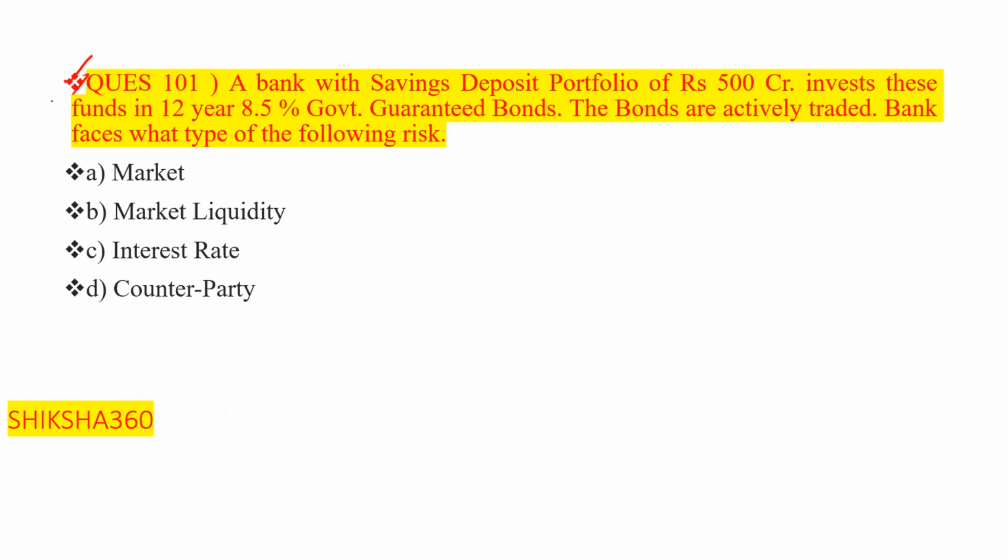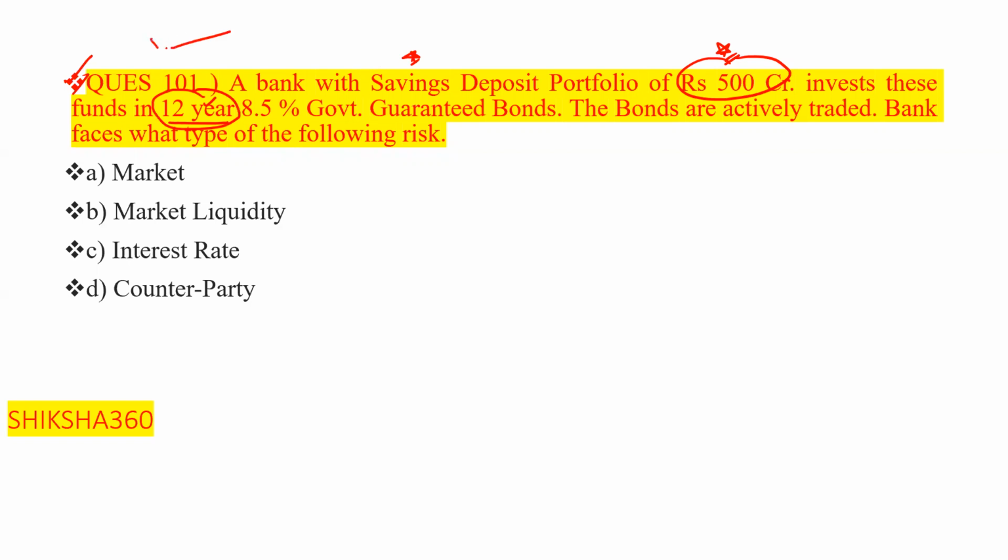Please go through the question very carefully. The question is easy, but we have to understand what they want to say. A bank with a saving deposit portfolio of rupees 500 crore invests these funds for 12 years.